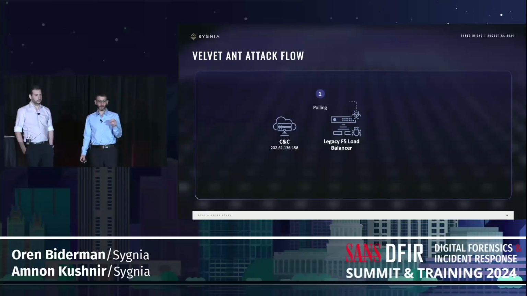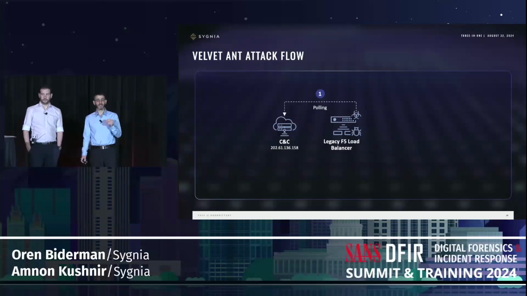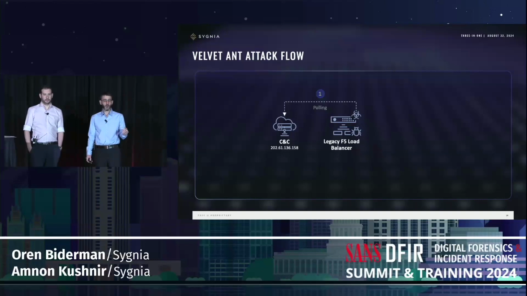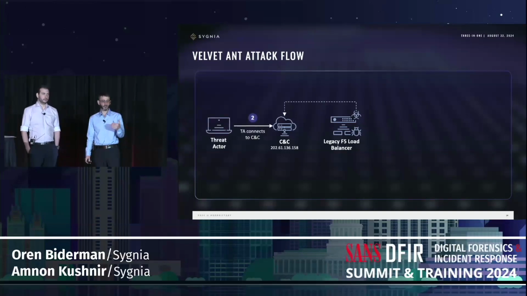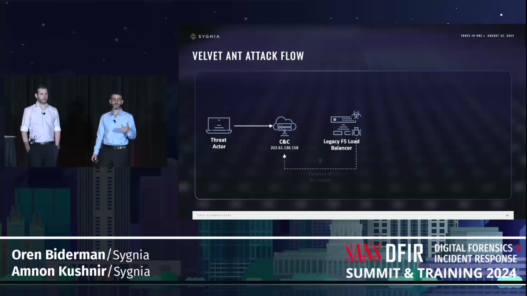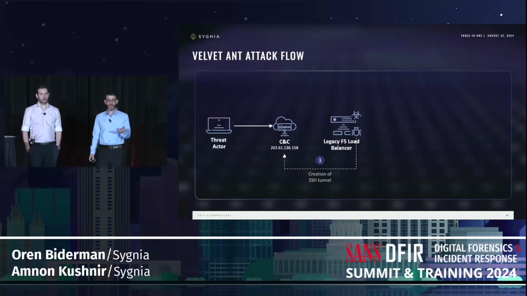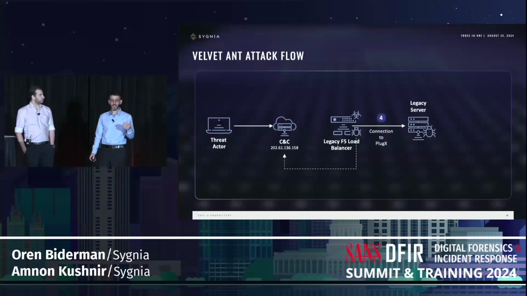Velvet Sting would poll the CNC server once an hour, searching for commands to be executed on the device. Once the threat actor wanted to gain access into the environment, they would connect to the CNC server, and leave there a command that needs to be executed. For example, to create an SSH tunnel. Using that SSH tunnel, the threat actors connected to the legacy F5, and from there, they connected to the plugix instance that was deployed on the legacy server.